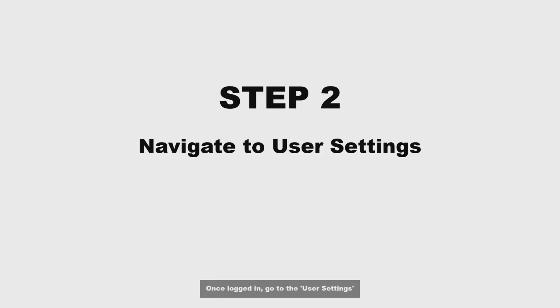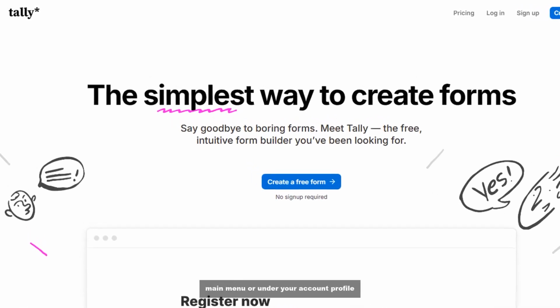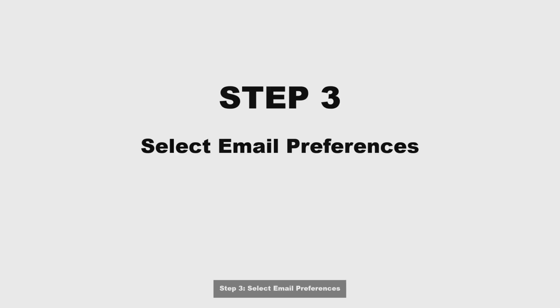Step 2. Navigate to User Settings. Once logged in, go to the User Settings section. This can usually be found in the main menu or under your account profile settings.